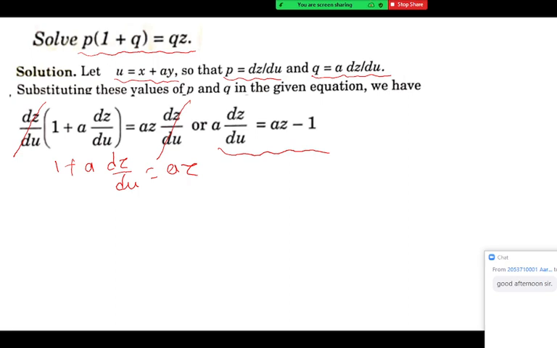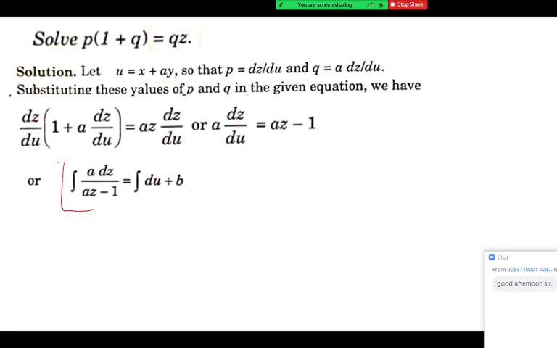The important thing is we have an ODE now. As it is an ODE, we are going to write it in variable separable form so that integration is possible. So we take du to the other side and terms of z on one side, and we get the variable separable form: a dz upon az minus 1 is equal to du. On the right side, write the constant of integration, plus b, or you can say c. Anything that is a constant of integration.